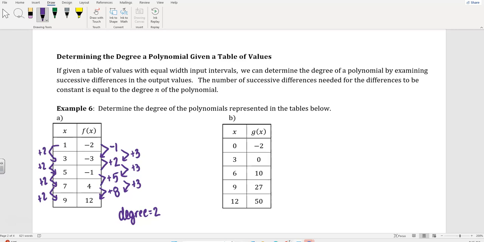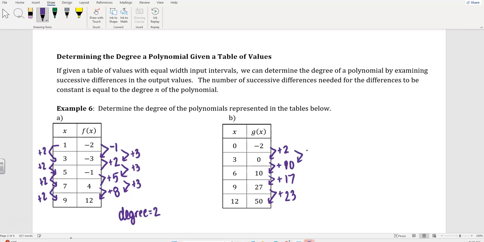But if I look at B here, I can see my x values are increasing at a constant rate, so I can check. If I go from -2 to 0, that is up 2. And then from 0 to 10, that is up 10. Then from 10 to 27, that is up 17. And from 27 to 50, that is up 23, I believe. Is that right? Okay.